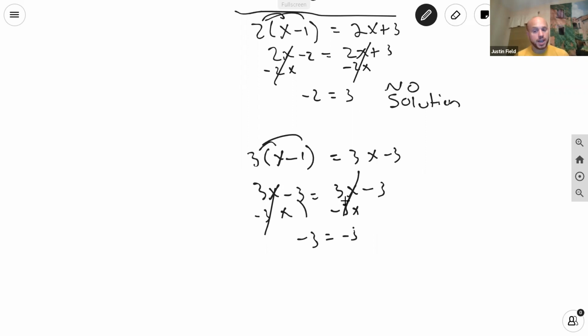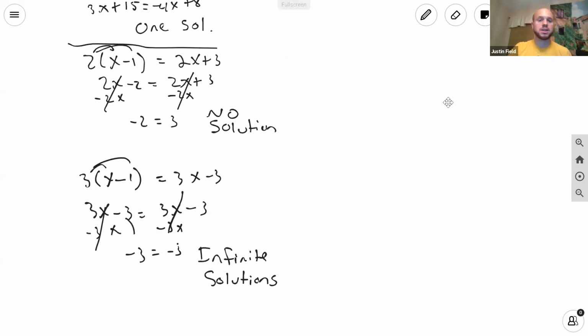The variables did cancel, but this is true. Negative 3 does equal negative 3. So in that case, we say there are infinite solutions. You can pick any number, and this equation will be true. And in the no solution case, you could pick any number, and you would never get a true equation. One side will always be different than the other.